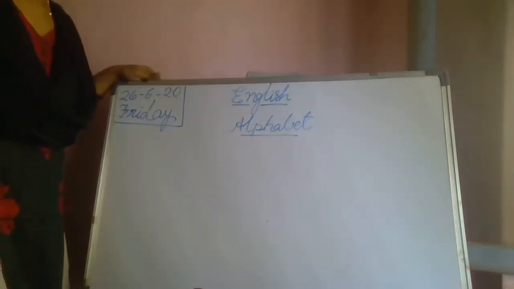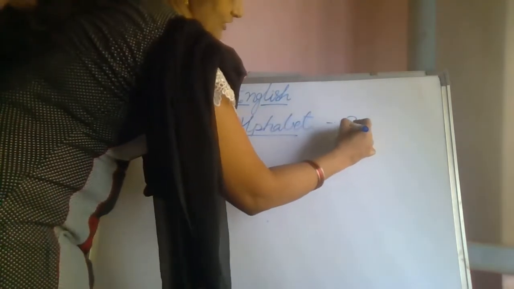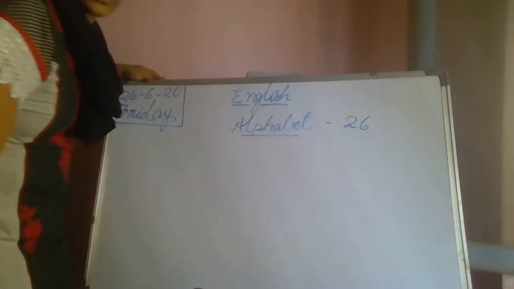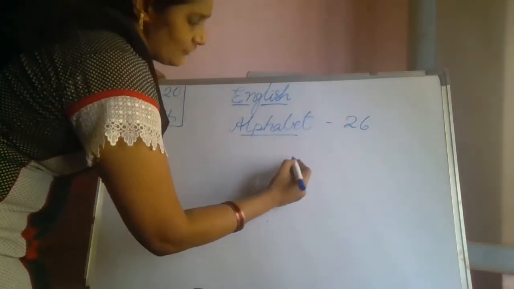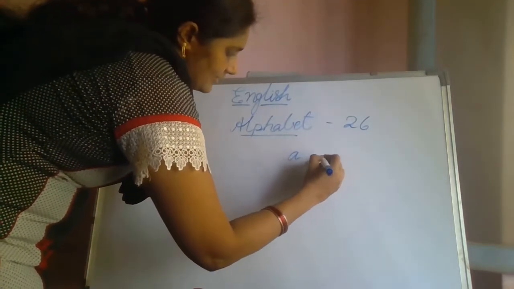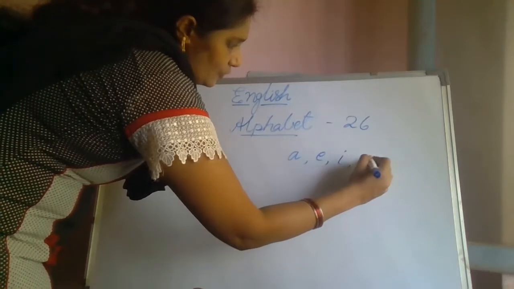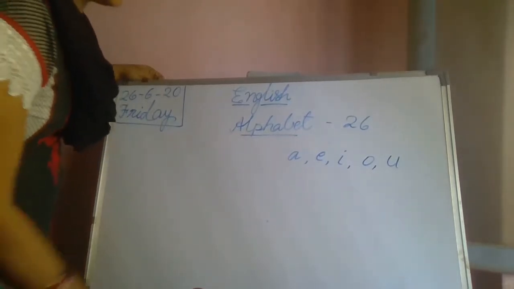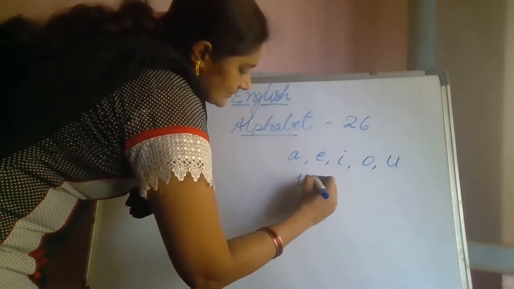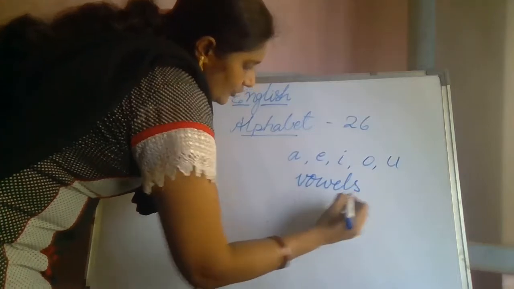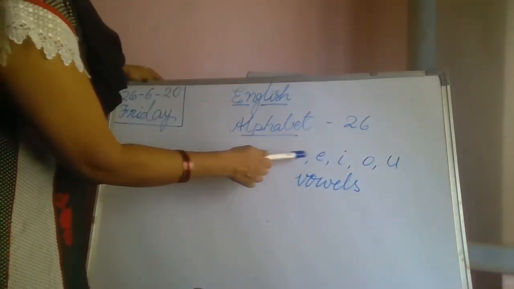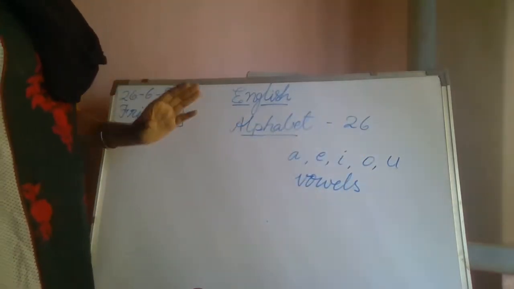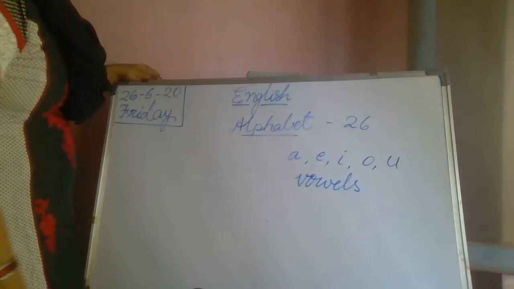How many alphabet we have? We have 26. In this 26 alphabet, A, E, I, O, U. These five letters we called vowels. What can we call? A, E, I, O, U. Five letters. These five letters we called as vowels.